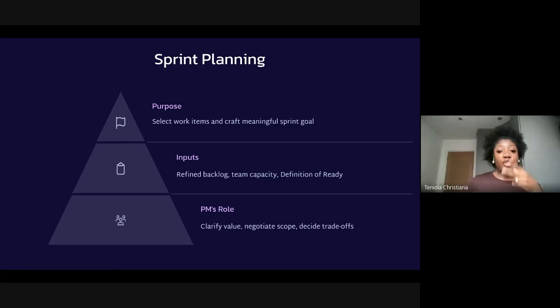So a typical sprint should be 2 weeks. It can be 3 weeks. It can be 4. It really depends on your organization. And this occurs before you start your sprint. So let's say we're starting a sprint on Monday.